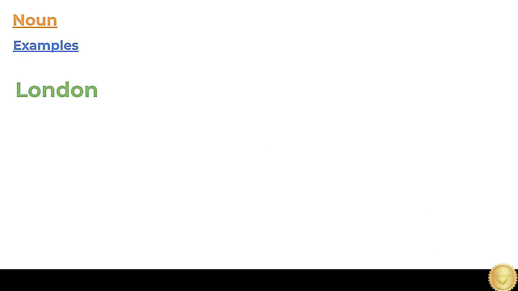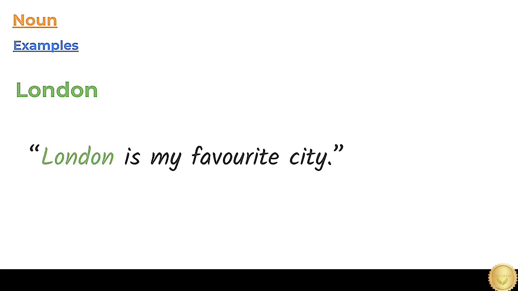Okay, another example, we have London. Now you might notice the capital letter with this noun, and that is because we have a subcategory called proper nouns. Now these are names of places or people, and a sneaky way you can tell a proper noun is exactly what we've just pointed out, the capital letter. So London, the capital city of England. And for that reason, we give it a capital letter because it's a proper noun. So, for example, London is my favourite city.